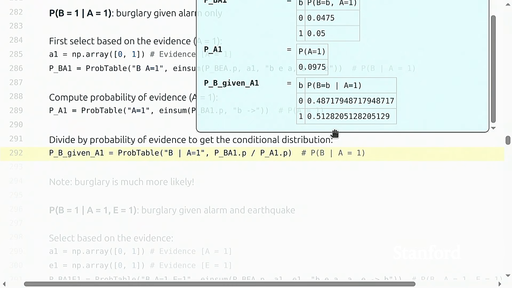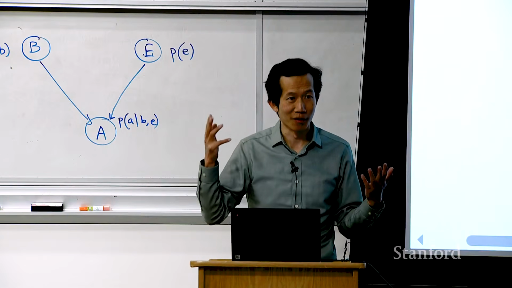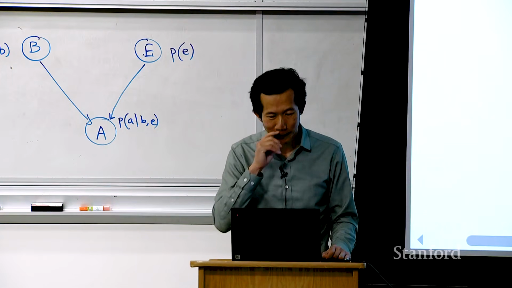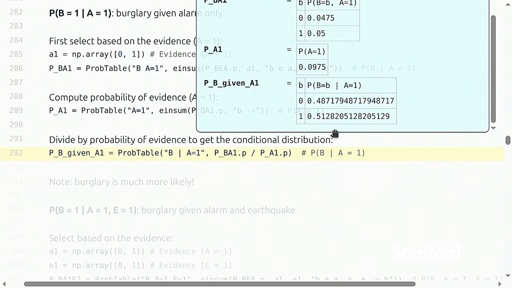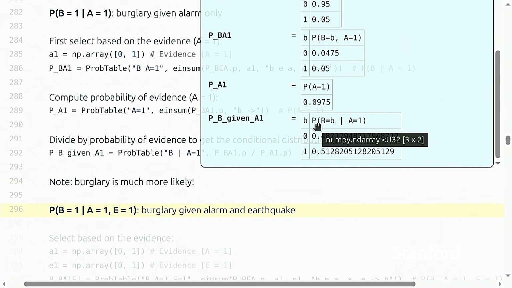This sort of makes sense. You see the alarm, so you're thinking, well, it could be a burglary or an earthquake or maybe both. So it should be pretty high. You should be really worried at this point. Burglary is much more likely. Okay, so now we come to the final one, everyone's in their seats waiting for the answer here. What's the probability of burglary given that there's an alarm and an earthquake?